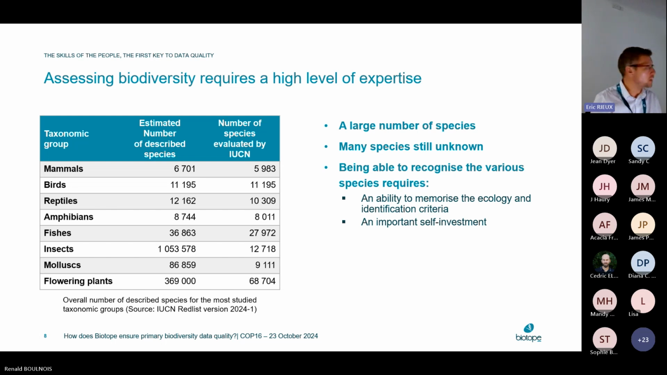Regarding the plants, I'm a botanist, I have to speak about plants. About 369,000 species described, but only close to 70,000 species evaluated, in the last version of the Red List. So there are a large number of species, many are still unknown, and it can be very difficult to recognize the various species. This requires an ability to memorize the ecology and the identification criteria of a species, and a very important self-investment, especially in taxa that are complicated to recognize, such as insects, plants, somehow fish.